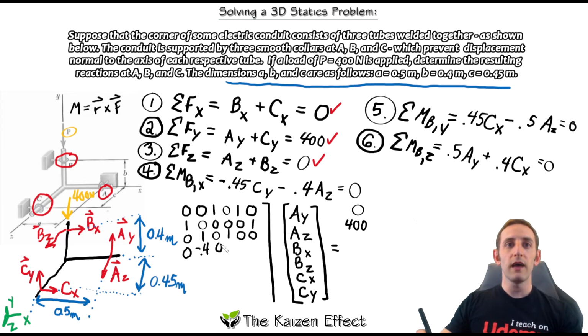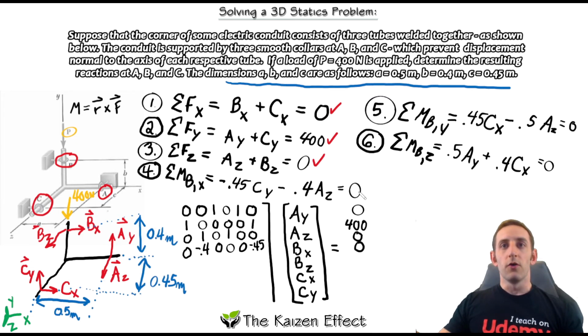The B's, we have 0, 0. We do not have a CX. We do have a negative 0.45 for CY, and that is all equal to 0. Okay, so we're done with this one right here.